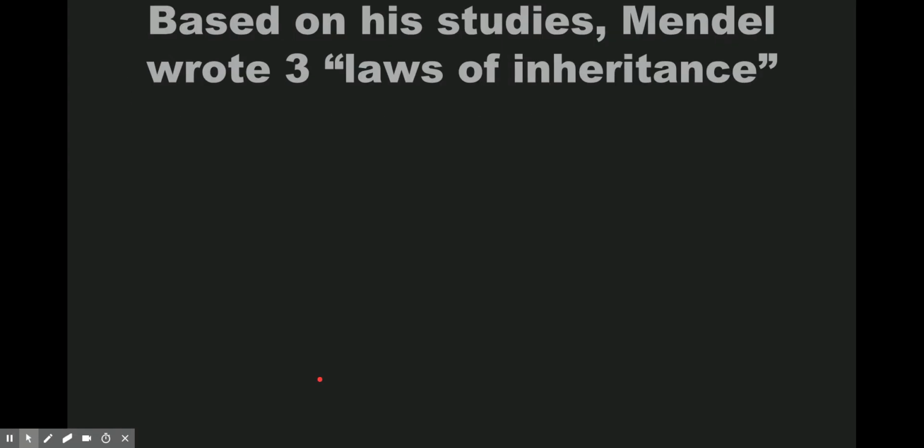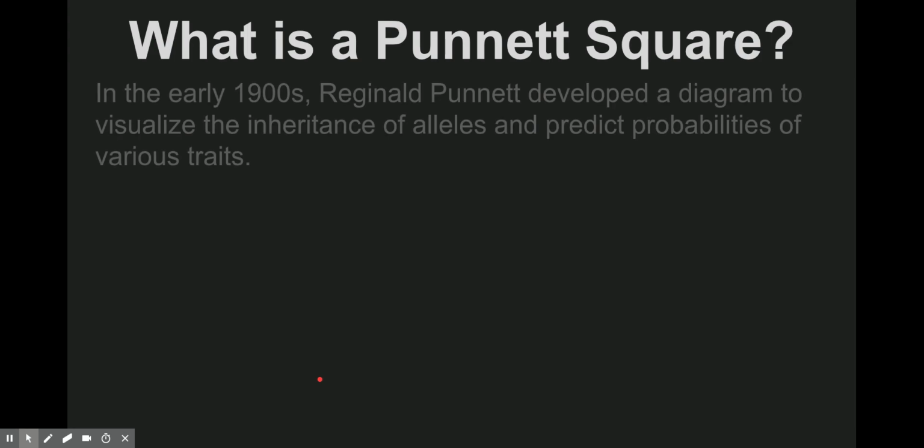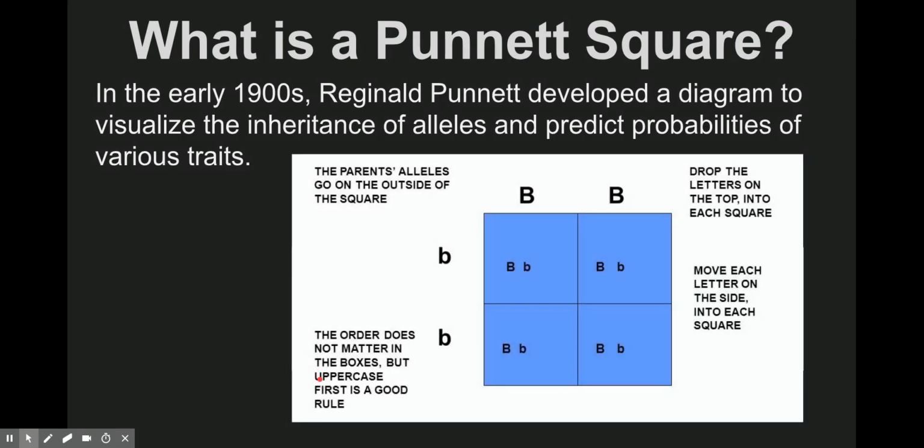He wanted to make a visual representation of what was going on, and so he came up with this thing that we now call a Punnett square, which is this. Again, please don't try to copy this down into your notes. It's just so that you can start getting an understanding of what a Punnett square is and how it works. For one, the parents' alleles go on the outside of the square. These are parent alleles and these are parent alleles.